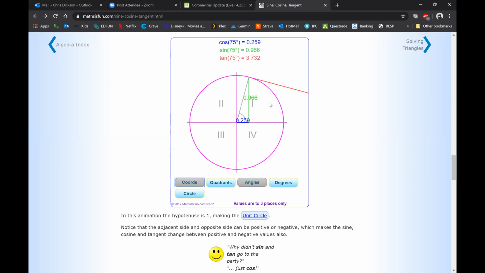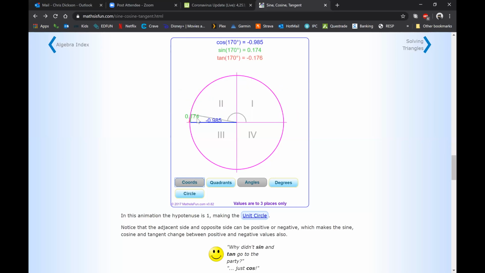What I want you to focus on is what's happening to the sine value. It gets bigger and bigger, and all of a sudden it hits 1. Then it gets smaller and smaller. It's still positive, but it's going 0.9, 0.8, 0.7, 0.6, 0.5, and then all the way down here the sine value is back at 0, the same as it was over here. So it's positive throughout, because the y values in these two quadrants are positive, so the sine has to be positive.